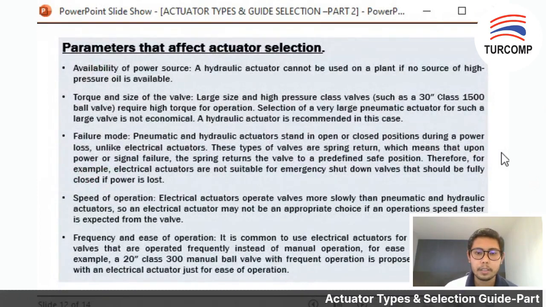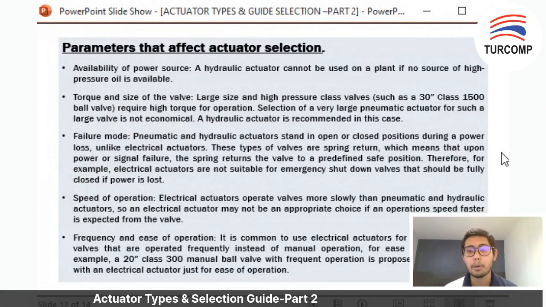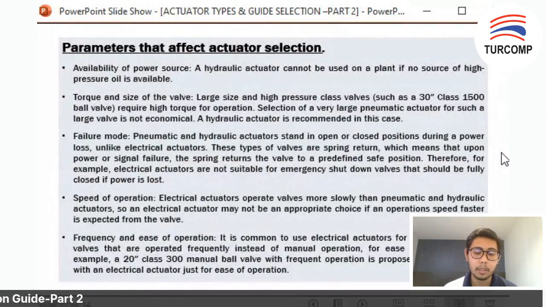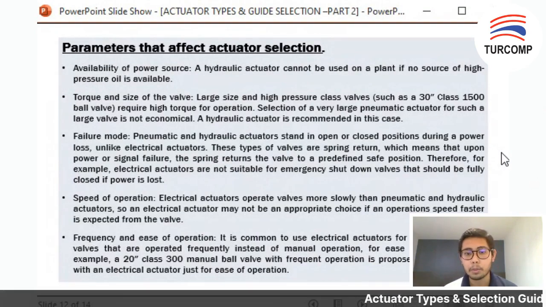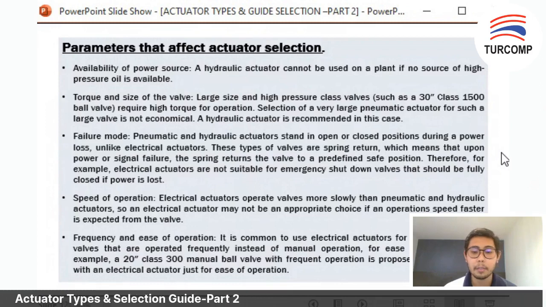Okay, this is the last part for today. We're going to see there are 8 points on the parameters that we will have to consider. Number one, availability of power source. A hydraulic actuator cannot be used on a plant if no source of high pressure oil is available.